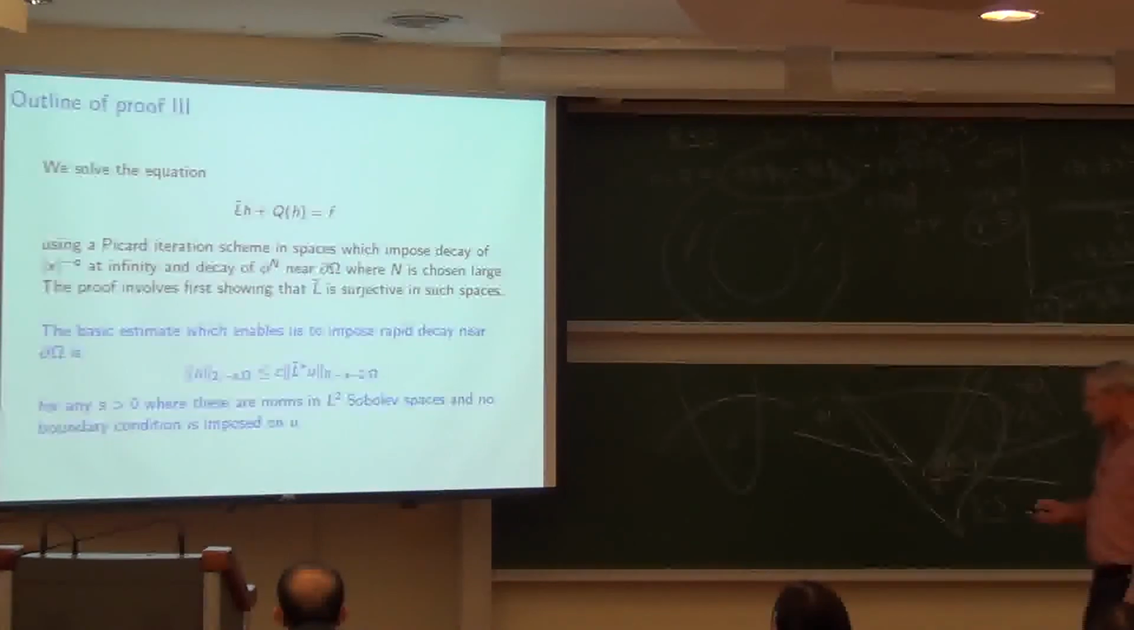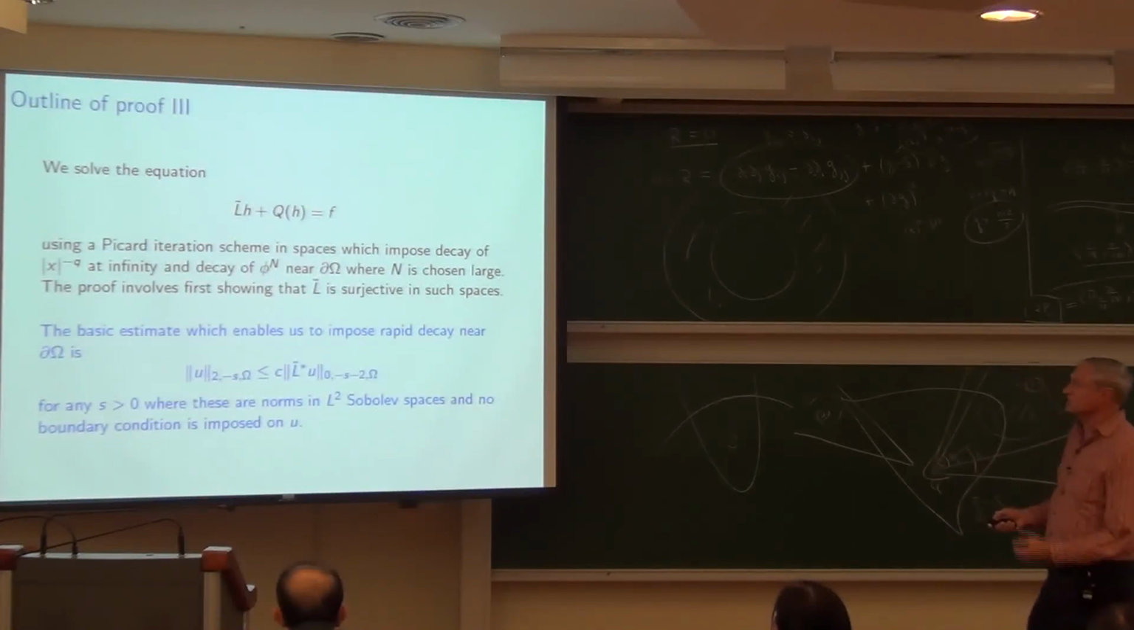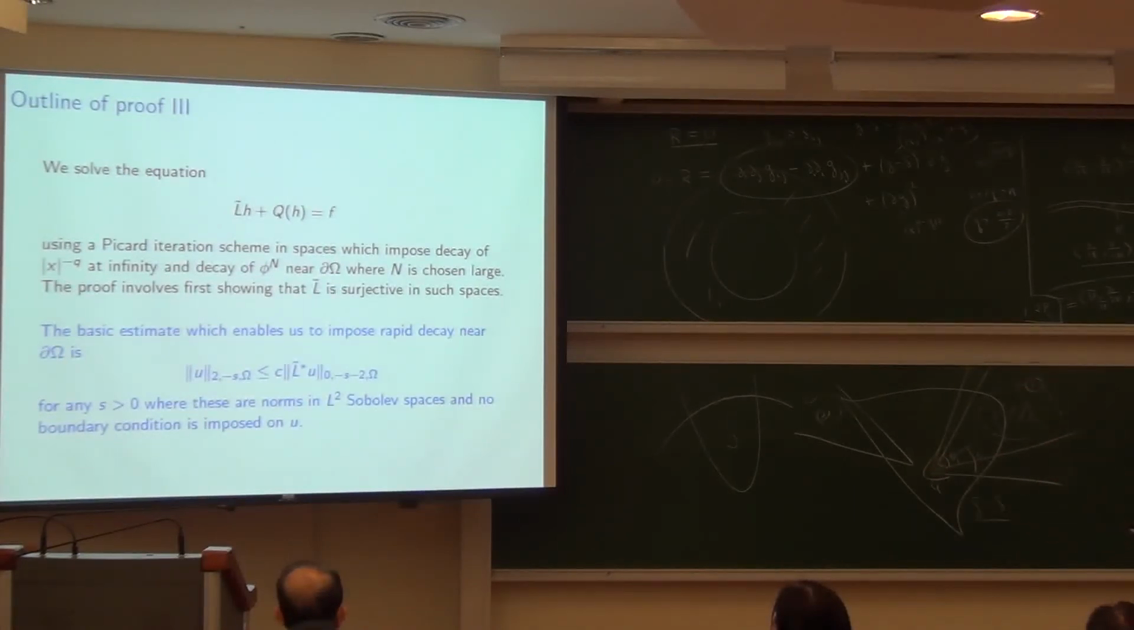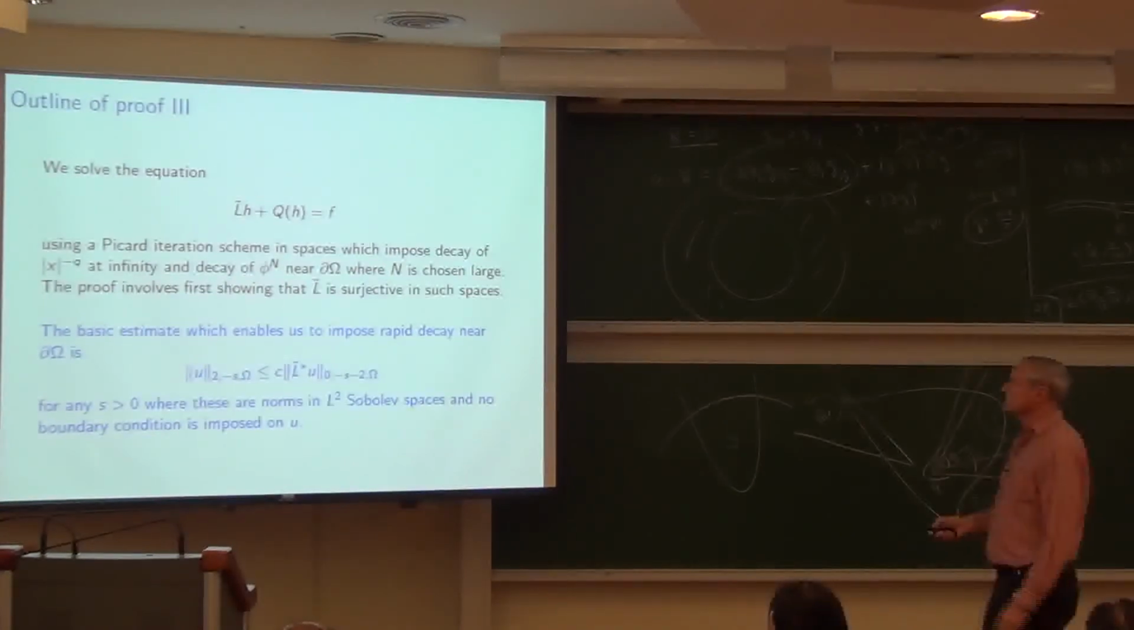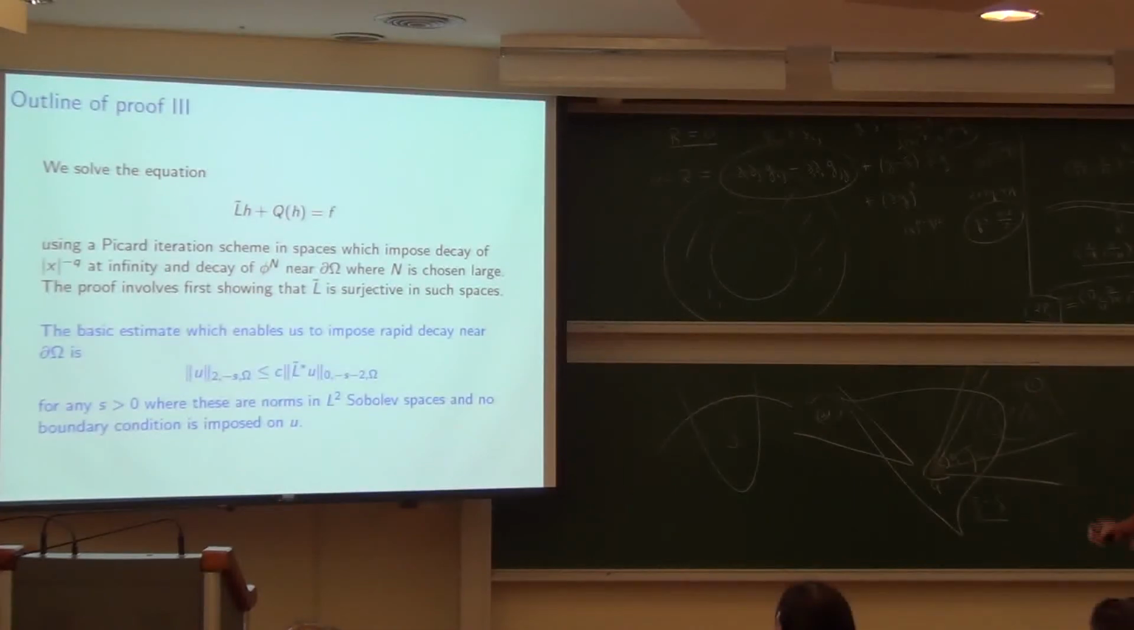And so there's a key estimate. Let me just close by explaining where the restriction on the decay comes in. The key estimate is, we look at this linear operator L tilde, computed with respect to the background metric we constructed by patching, and then we can look at its adjoint.